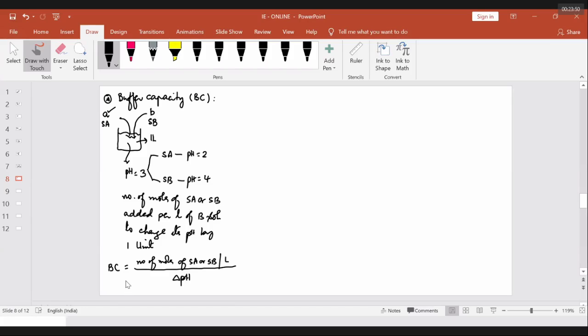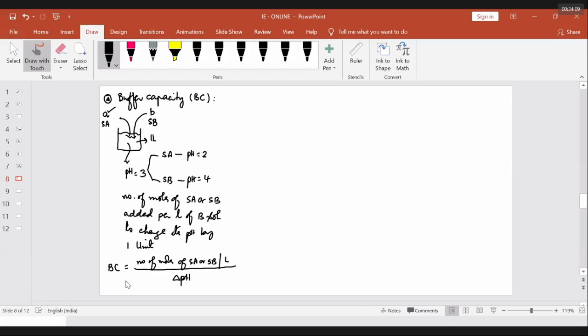Up to this value, the buffer solution says, I am a buffer. Once you go beyond this value, the buffer solution says, sorry, I will change my nature. I will not have a tendency to resist the change in pH value. I will behave like a normal solution. That is called buffer capacity.